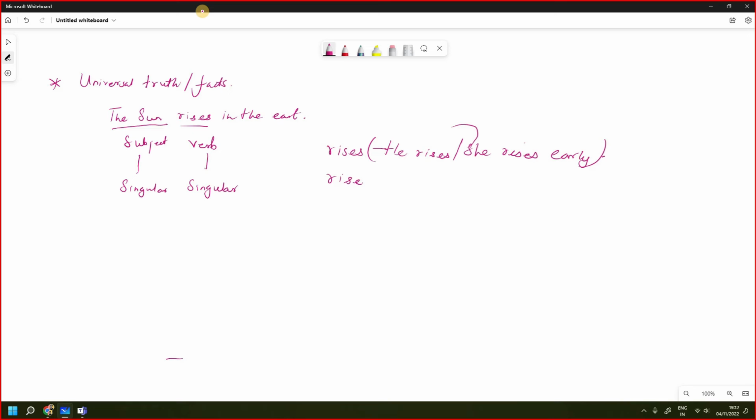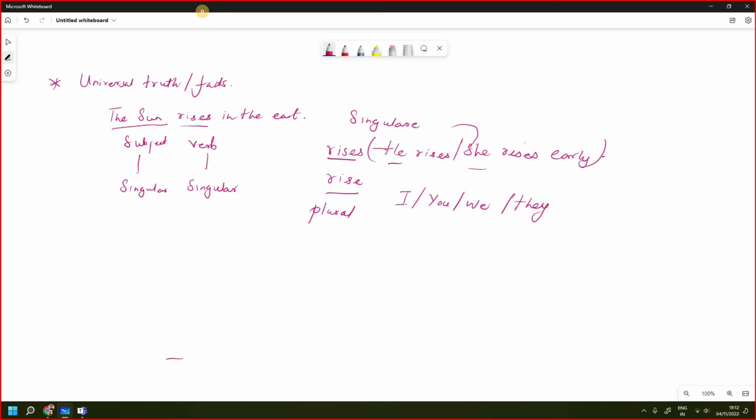So then what will this "rises" be? It is singular, because he and she are singular. So we are able to find out. Now this other one is plural because you can use this with I, you, we, they. Only with these words you can use this. So now we know that "rise" is plural.